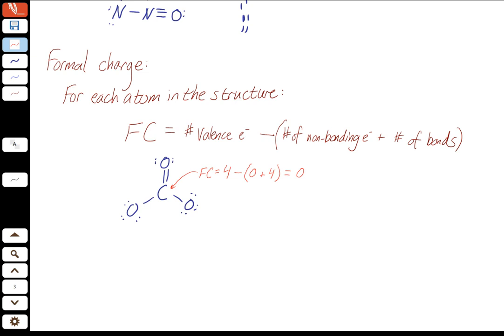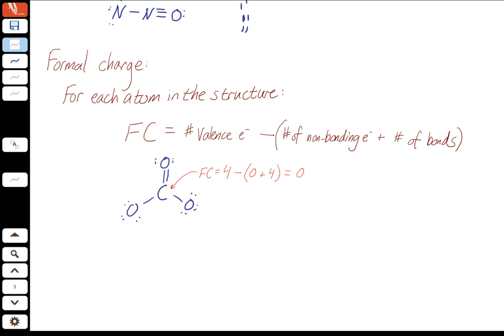Okay, so now let's look at one of these oxygens. How many valence electrons? 6. And now we've got a whole bunch of non-bonding electrons. There's 6 and a bond, 1. So that's going to be -1. So our formal charge on that oxygen is -1. And then any oxygen that's in that same situation is going to have that same formal charge.